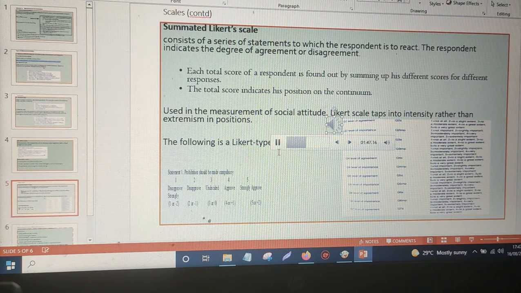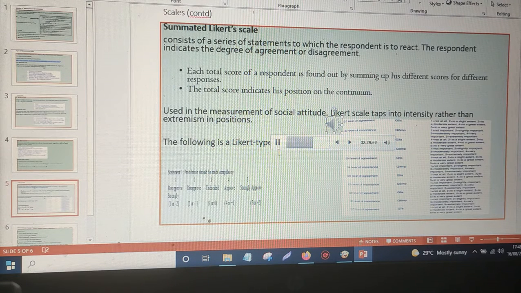They are qualitative measures, which we call intensive attributes. So at the end of the day, each total score of a respondent is found by summing up his different scores for different responses. That's how you find the total score. At the end of the questioning, you now sum up all his responses based on the scores attached to the different responses. The total score will now indicate his position on the continuum.